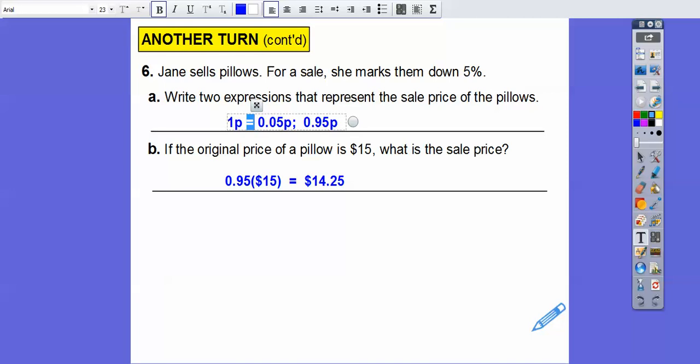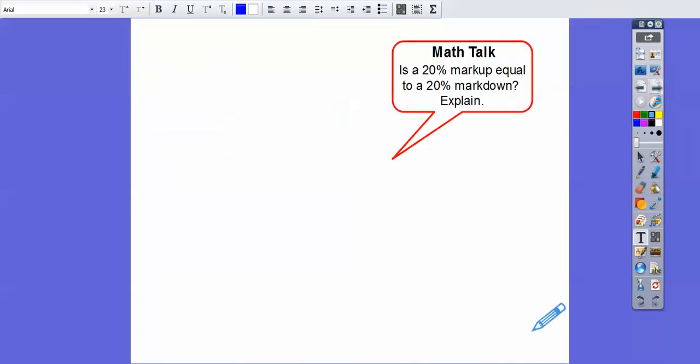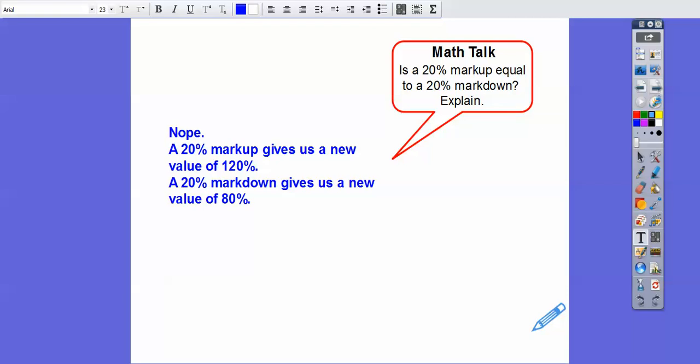Let me fix that. I send these lessons to teachers in my district. Okay. All right. So is a 20% markup equal to a 20% markdown? And explain. Well, no, it's not, because a 20% markup gives us a value of 120%. If you're marking it down, then we take it off of 100%, and that gets us an 80% value. So those aren't the same, you guys.